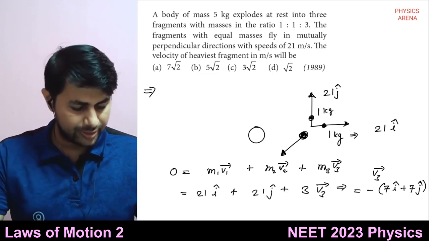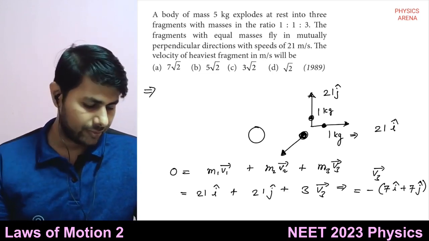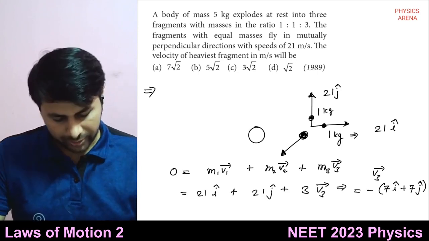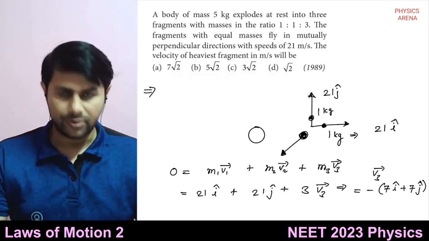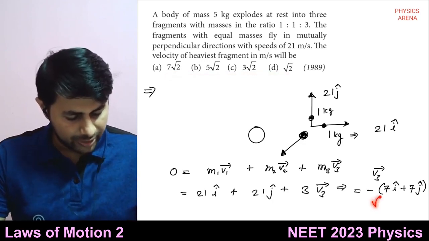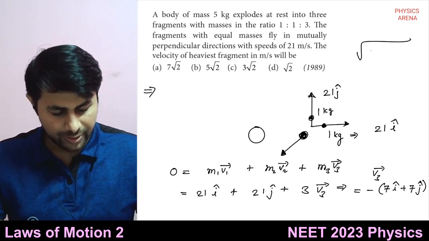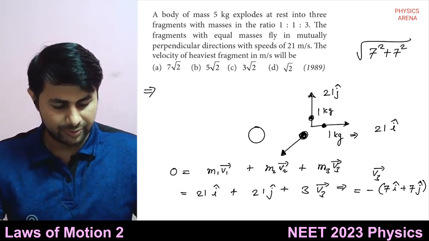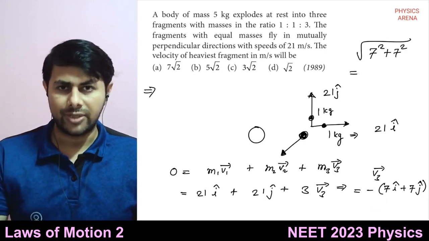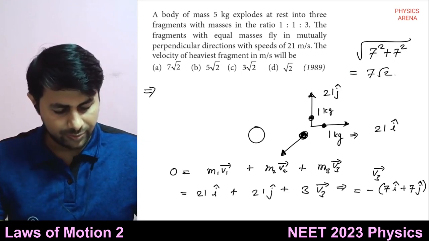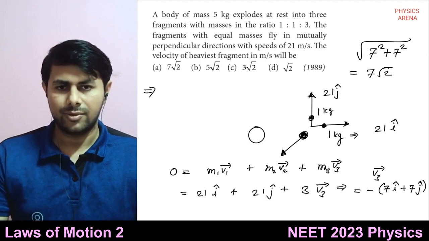And you want its speed. So how much will be the speed? Because no vector is given here. It is the square root of vx square plus vy square. So it is the square root of 7 square plus 7 square, which is 2 times 7 square, right? So 7 you can take out. It is 7 root 2. Okay?